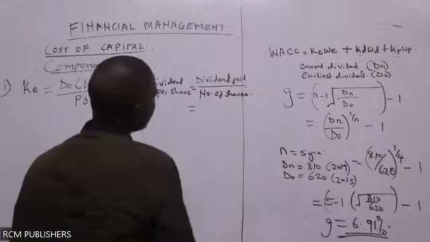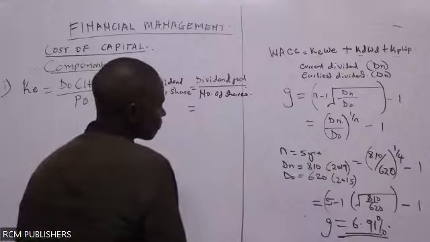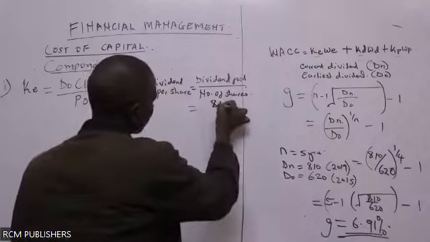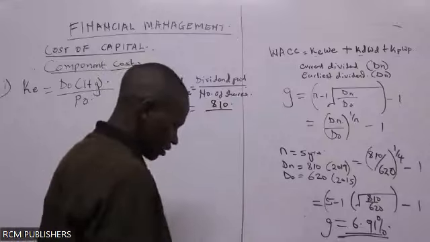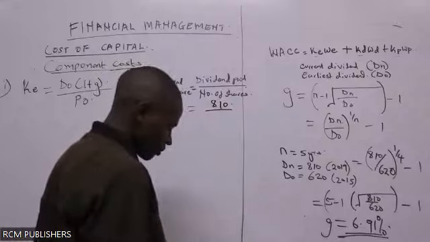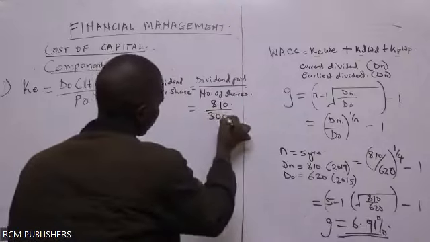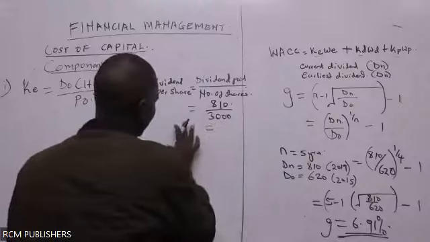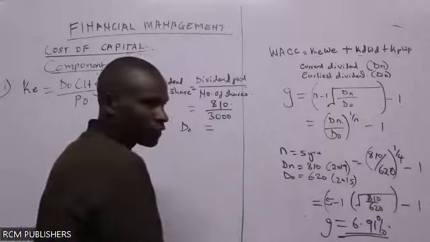Therefore, this will be 810 divided by 300. Is that right? 810 divided by, is it 300 or 3,000? 3,000. Of course, the zeros are eliminated. So give me my D0. This will be my dividend per share.